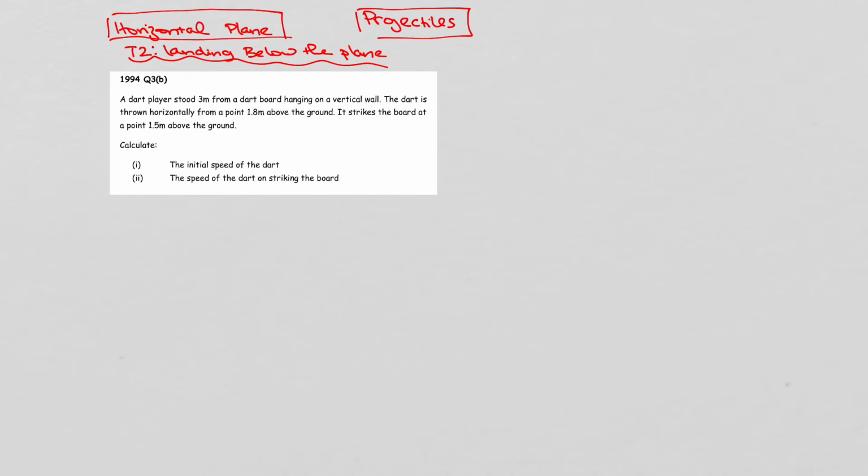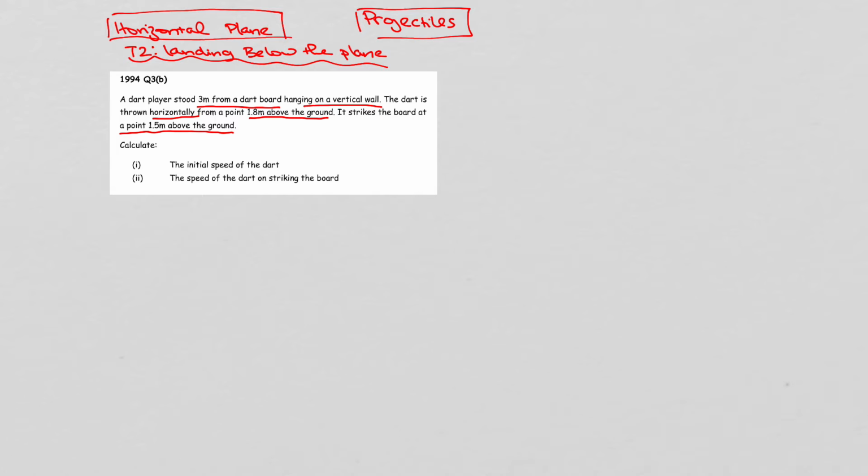Projectiles, horizontal plane, type 2, landing below the plane. So in 1994 we were given a dart player standing 3 metres from a dartboard, which was hanging on a vertical wall. The dart is thrown horizontally from a point 1.8 metres above the ground, and it strikes the board at a point 1.5 metres above the ground. So it's landing just below where it has started from.